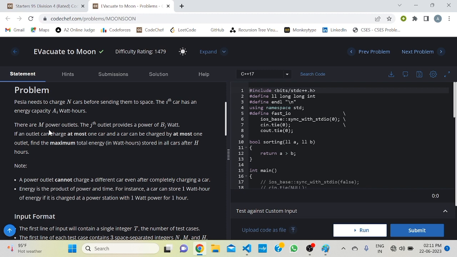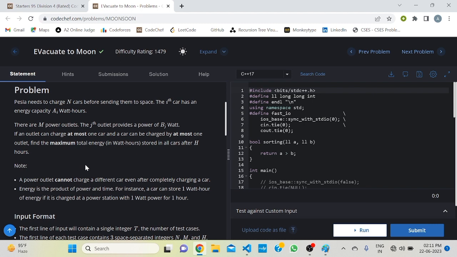Okay, there are m power outlets. The jth outlet provides a power of b_j watt. So there are m power outlets from where the power will be delivered to the n cars, and each power outlet has a power of b_j watt. If an outlet can charge at most one car and a car can be charged by at most one outlet, find the maximum total energy stored in all cars after h hours.